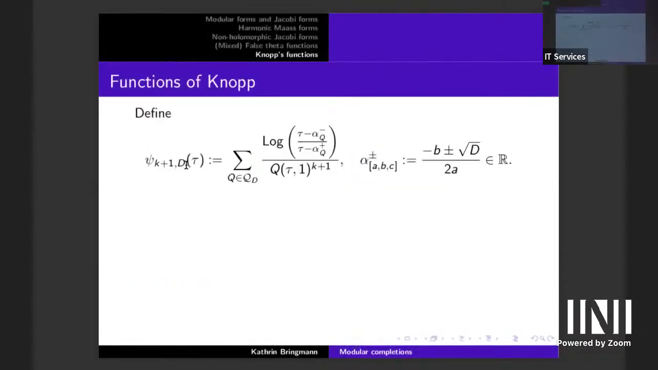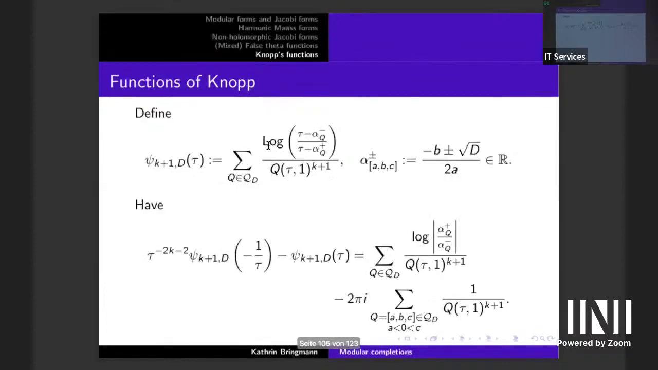And then I want to finish with some functions of Knopp. So he was studying some kind of quadratic form type Poincaré series, like I showed you in the beginning. But he looked at what happens if you formally integrate those and got certain log terms. And that raised the question, what about modularity properties? So they're not quite behaving modular, but is there any way to put them into a modular framework?